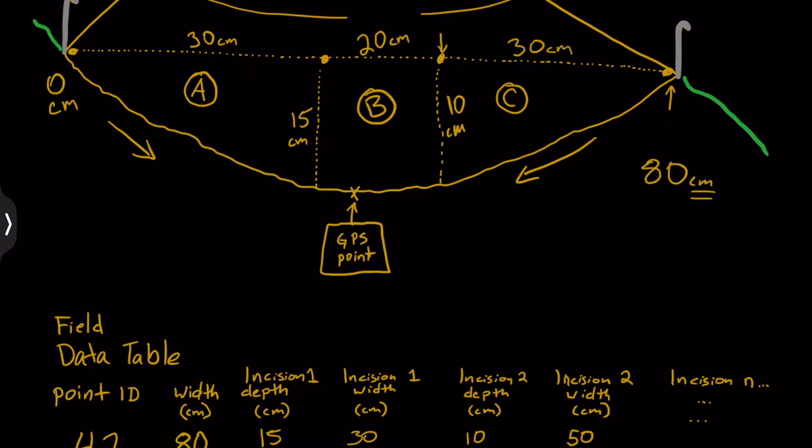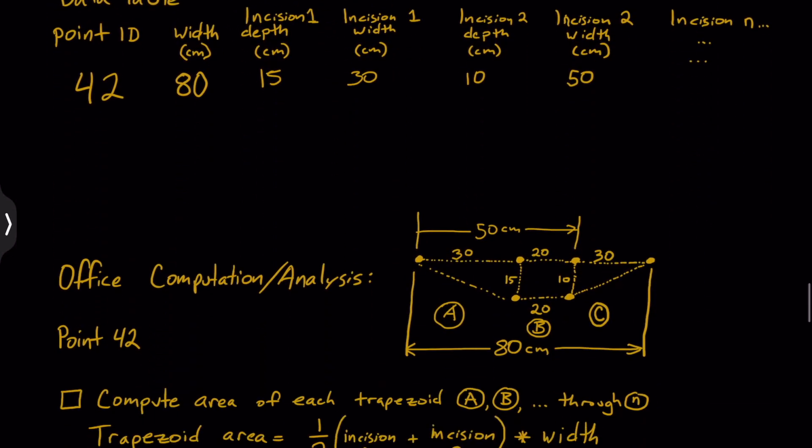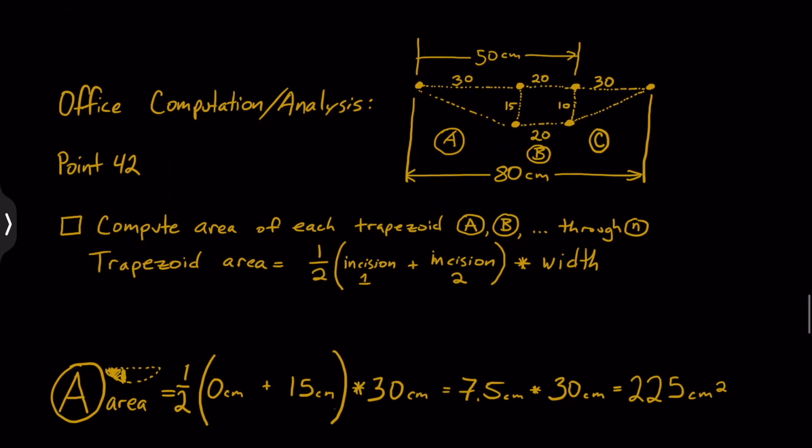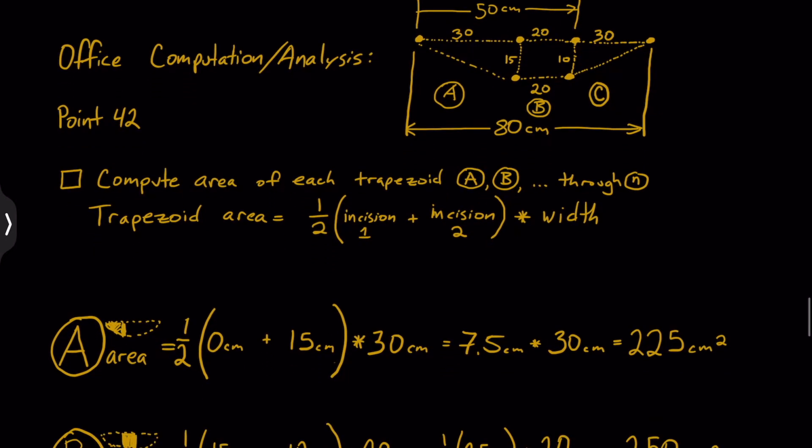We've got the characteristic measurements, a total width of 80 centimeters, incision or depth measurements of 15 and 10 centimeters, and the shorter widths, the component widths of each of 3 areas or polygons inside of our overall cross-sectional area shape. So we hike this data back to the office, back to the lab, back to the trail shed, and we fire up good old trusty spreadsheet or GIS table of information, and we just do some basic geometry calculations.